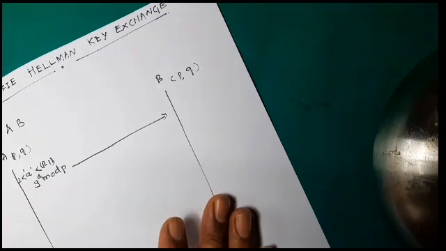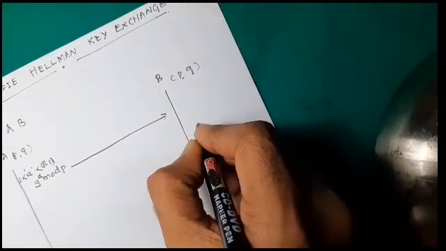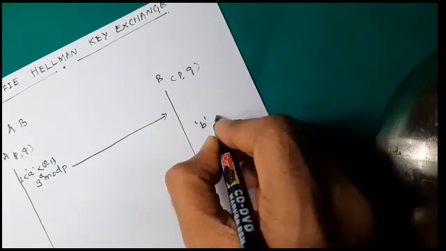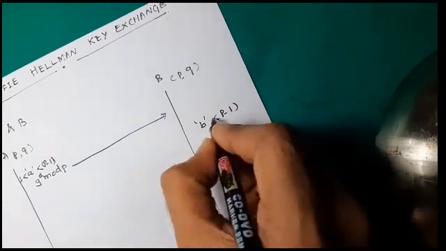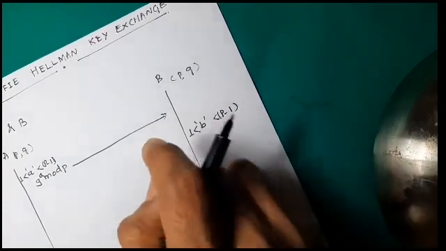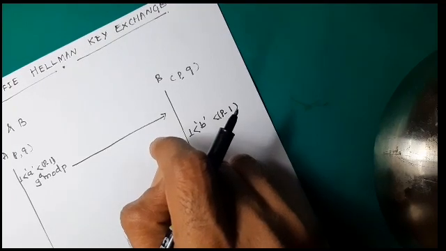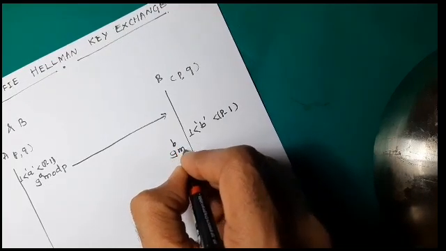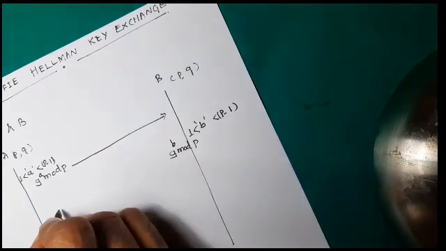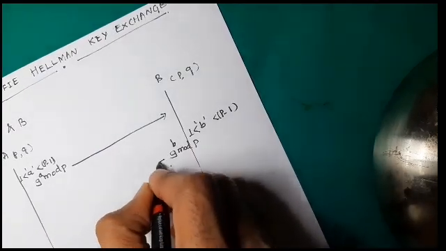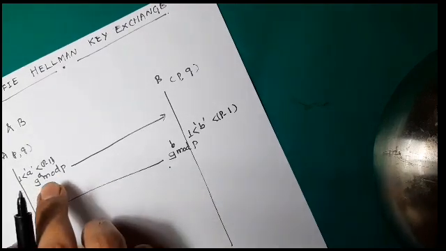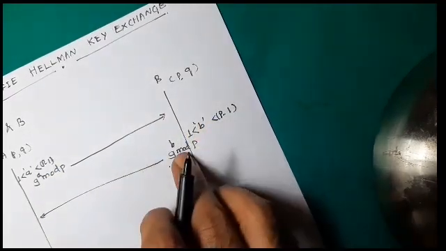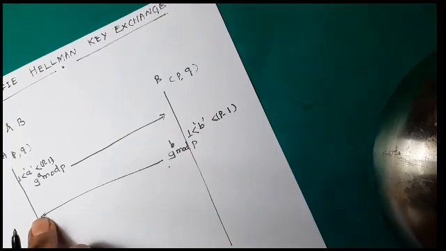On the other side, B chooses a random integer b. Again, the range of b is the same as that of a, that is, it should be less than p minus 1 and greater than 1. And B computes the partial key, that is g raised to b mod p, and sends it to A. So A has computed the partial key g raised to a mod p and sent it to B, and B has computed g raised to b mod p and sent it to A.